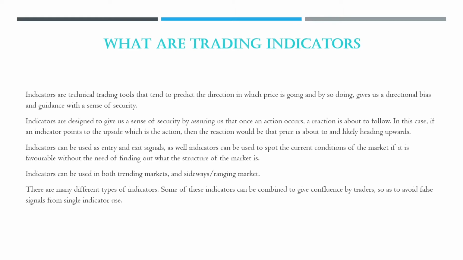So let's continue. Okay, one more thing before we continue. I said here that indicators can be used to spot the current conditions of the market, if it is favorable, without the need of finding out what the structure of the market is. That is correct. Like we have trend indicators, you can easily deploy them on your chart and see if the current market structure is bullish or bearish without needing to calculate and look for higher highs and higher lows, or lower lows and lower highs.